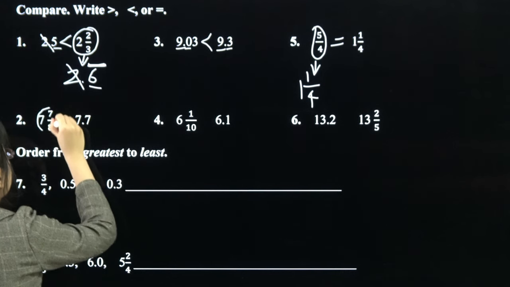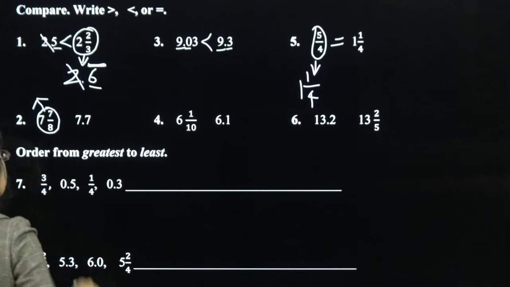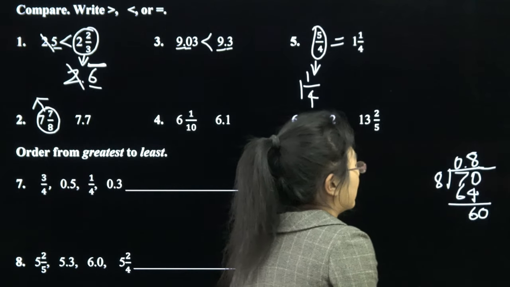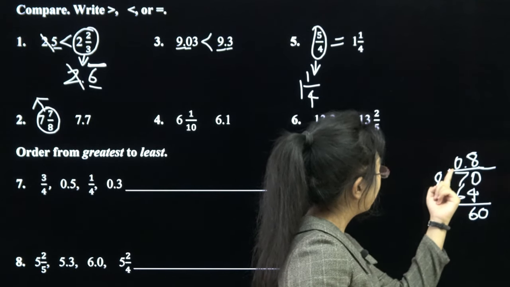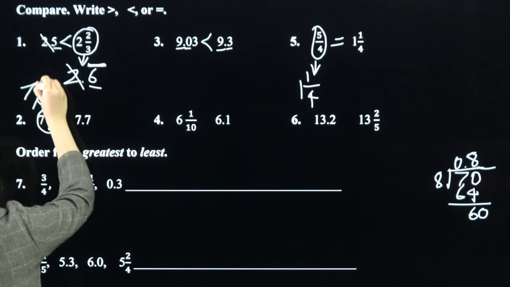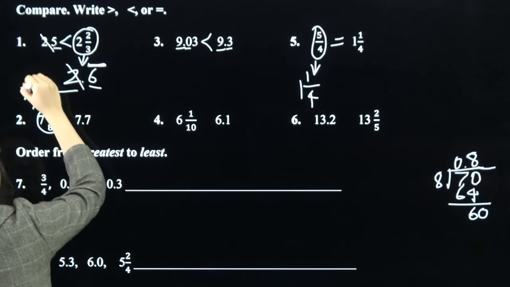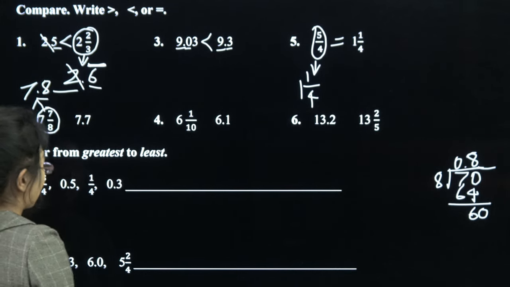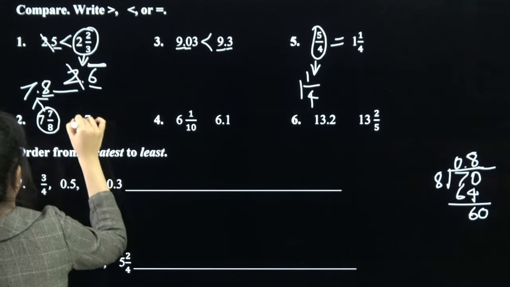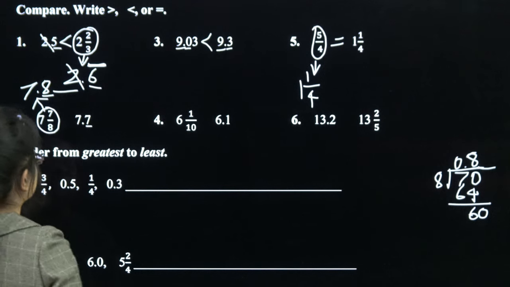So what is something we could convert 7 and 7 eighths into? A decimal. And what is that decimal? Well, let's do some long division. Now we don't actually need to do the entire long division, since we figured out that it's 0.8 something. And 7.8 something is already bigger than 7.7, because 8 is bigger than 7 in the tenths place. And everything before that is, well, equal.